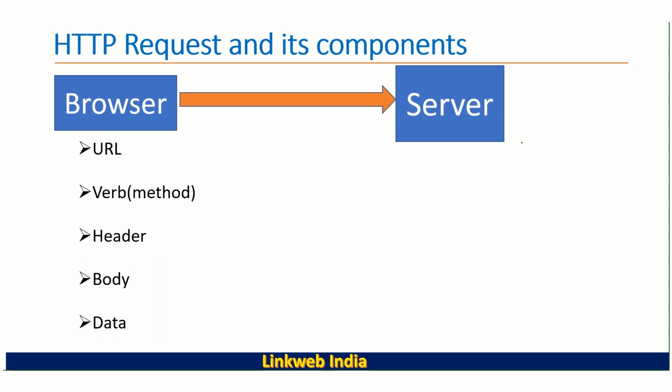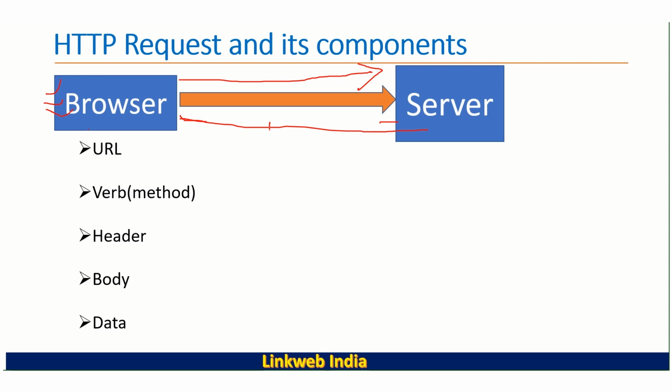So an HTTP request is when we send some data from our client to the server, right? Suppose this is a client and this is a server. When we send some data to the server, this is called a request, right? We can send it from any client, a browser, Postman, or SoapUI. Whenever we send any data from our client to the server, that is called an HTTP request, right?